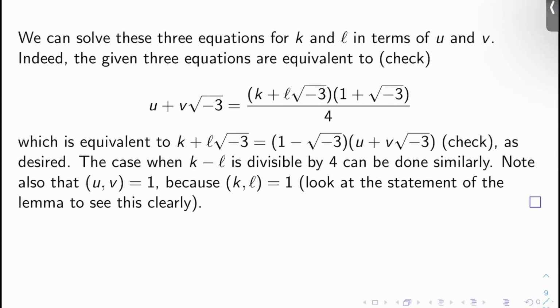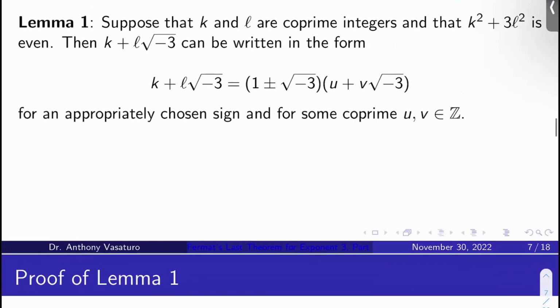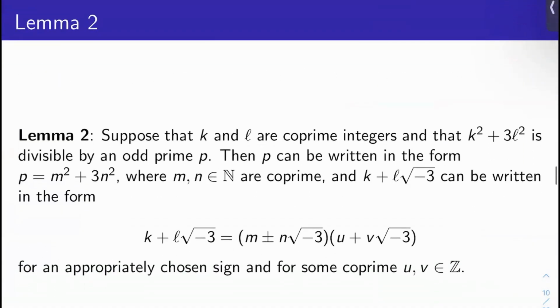The other thing we didn't check is that u and v are coprime. But u and v are coprime because k and l are coprime. So for example, if you look at the lemma here, if u and v weren't coprime, there would be a common factor of u and v, but that common factor would divide k and l because of this equation here, you see, but k and l are coprime. So u and v are coprime automatically because k and l are coprime. Okay, lemma 1 done.